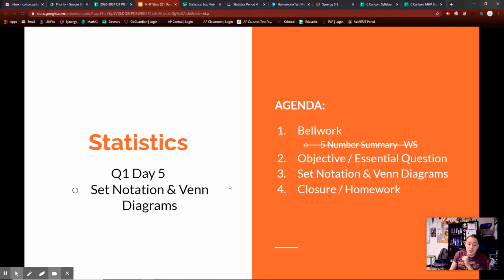This is set notation and Venn diagrams. We're going to skip the bell work for right now and just go straight into it. The objective and essential question: we're going to go over what set notation is, how it relates to diagrams, and then we're going to be done. Although I do think I have a Desmos activity that piggybacks off of yesterday's lesson, the box plot, the 2.5 measures of position, so we'll probably do that as well. The majority of the time will be with set notation and Venn diagrams. So without further ado, let's get started.